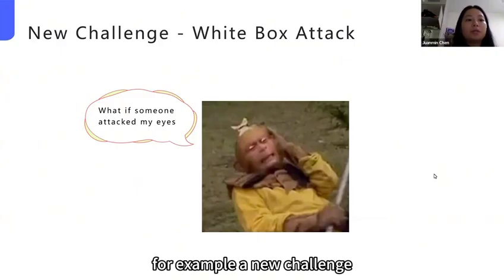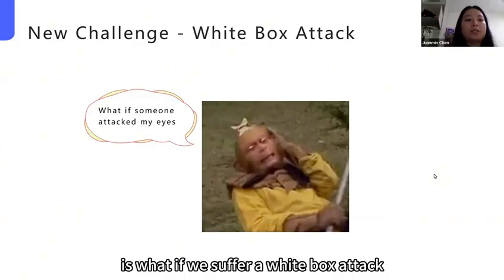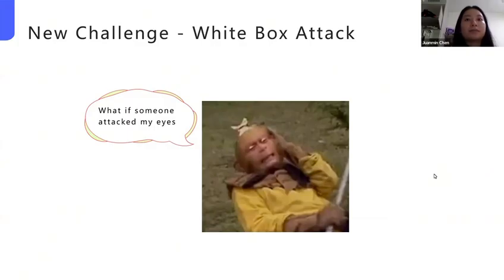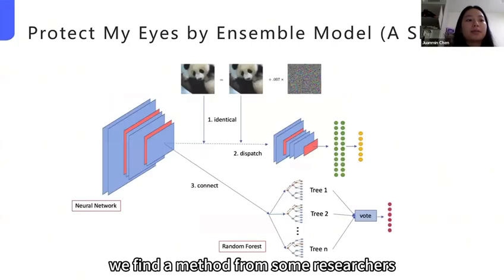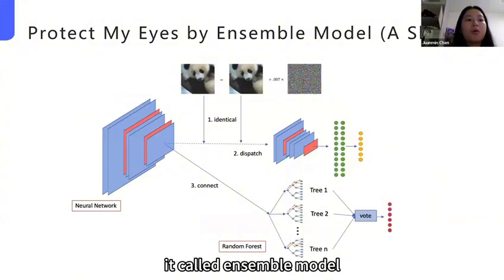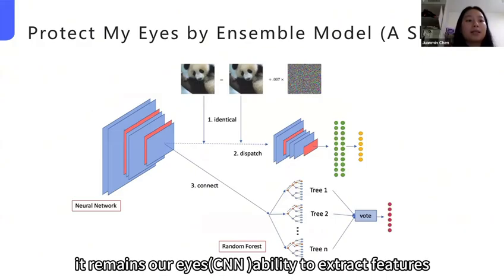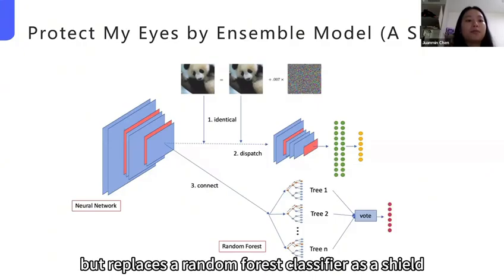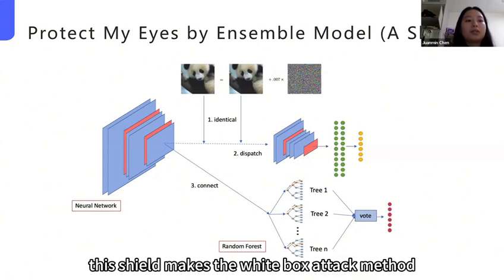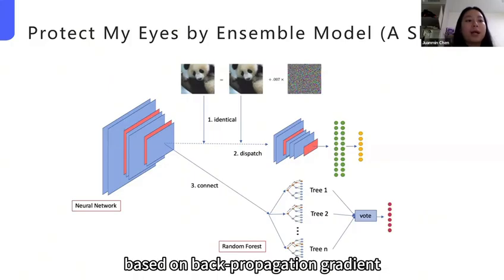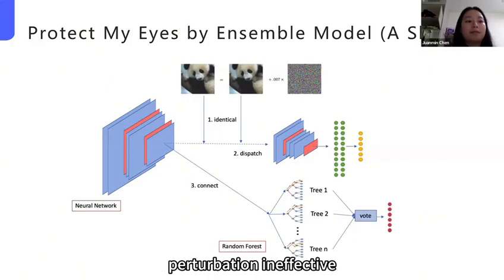For example, a new challenge: what if we suffer a white box attack? We found a method from some researchers. It's called an ensemble model. We used the method to develop a new model. It retains our CNN's ability to extract features, but uses a random forest classifier as a shield in the classification layer. This shield makes the white box attack method based on backpropagation gradient perturbation ineffective.